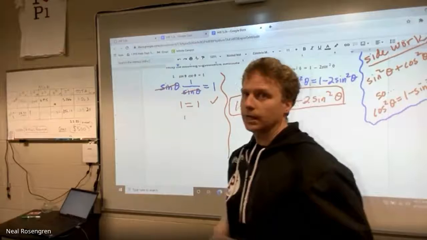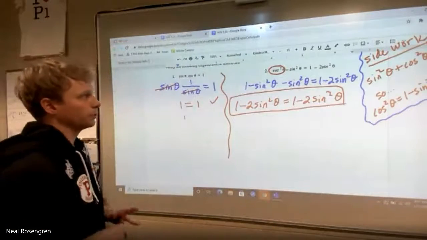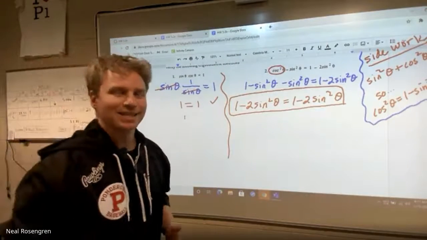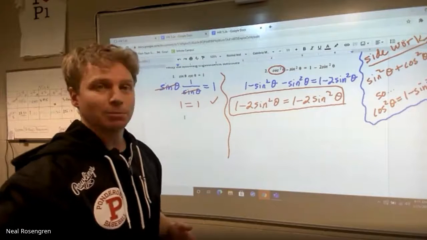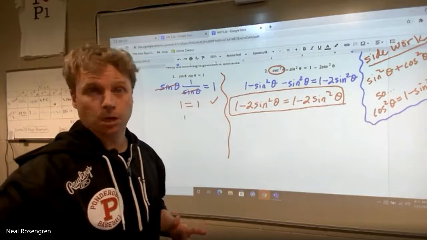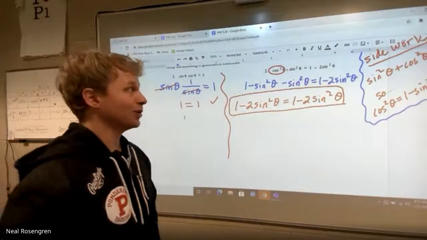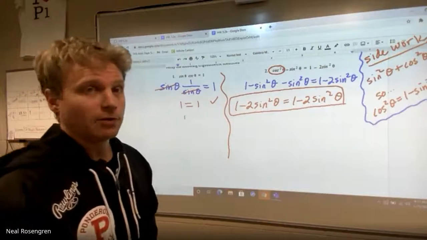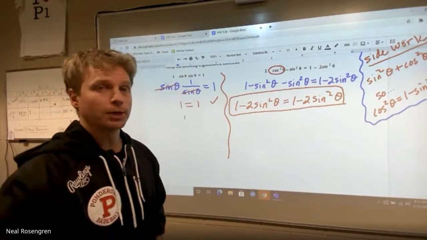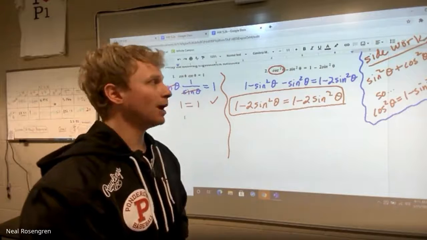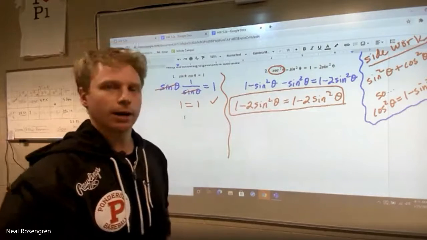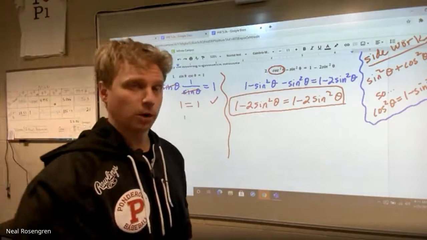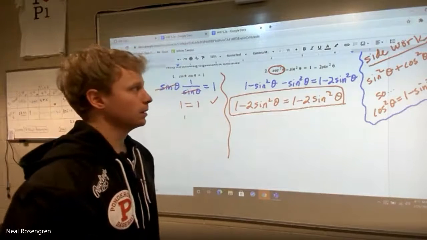As a little hint for number 2 as you're working through it, my right side only has sine in it as a trig function, so I had to make sure I got rid of cosine. Left side had both sine and cosine, right side only has sine. And if the right side is my goal, I've got to make sure I get rid of cosine by rewriting it in terms of sine. So that's why my side work there has me isolating the cosine squared from that first Pythagorean identity and then dropping it.